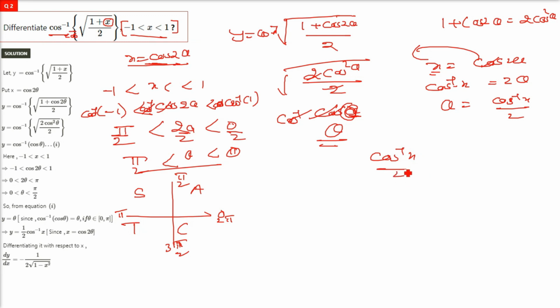That's what your answer will be. So cos inverse x divided by 2. Now you have to differentiate d by dx. Cos inverse x we already know, it is negative of 1 by under root 1 minus x square. 2 is already there. This is your final answer. These are very easy steps. The solution is very easy. But this concept is also very important.